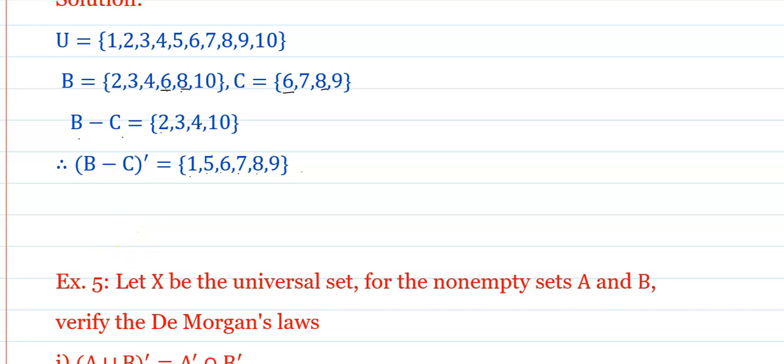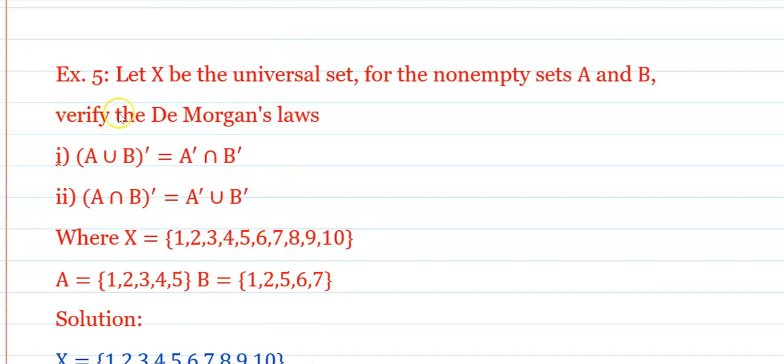Okay. Now the next example number 5. Let X be the universal set for the non-empty sets A and B. Then verify the De Morgan's law. What is that De Morgan's law? A union B complement is equals to A complement intersection B complement. A intersection B complement is equals to A complement union B complement. Okay. X is equals to 1, 2, 3, 4, 5, 6, 7, 8, 9, 10. What about the A, 1, 2, 3, 4, 5? And what about the B?